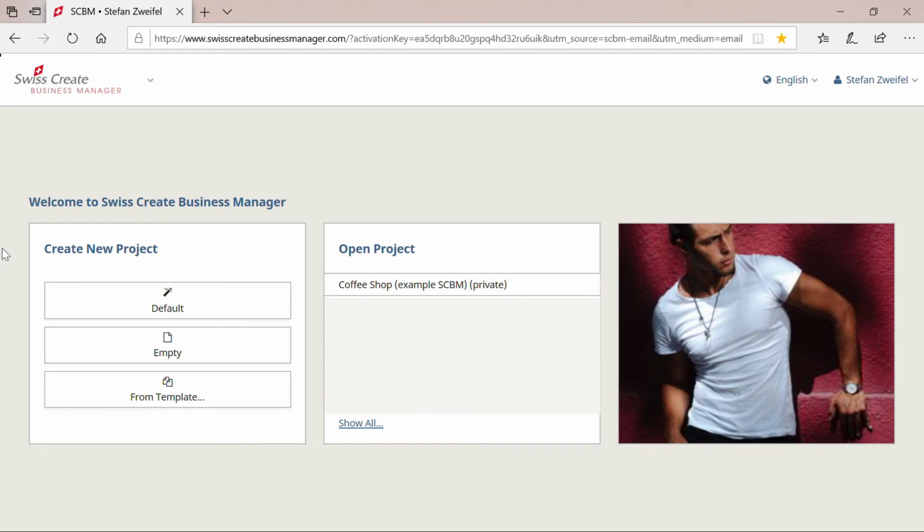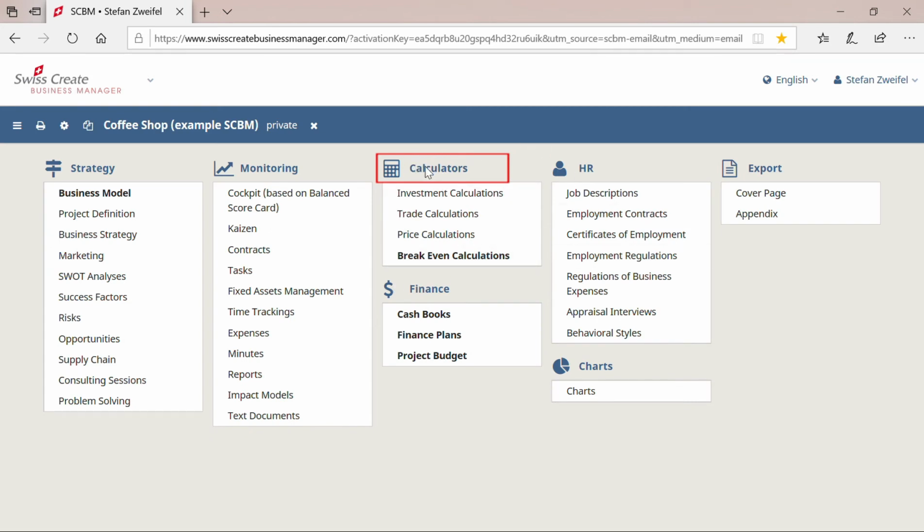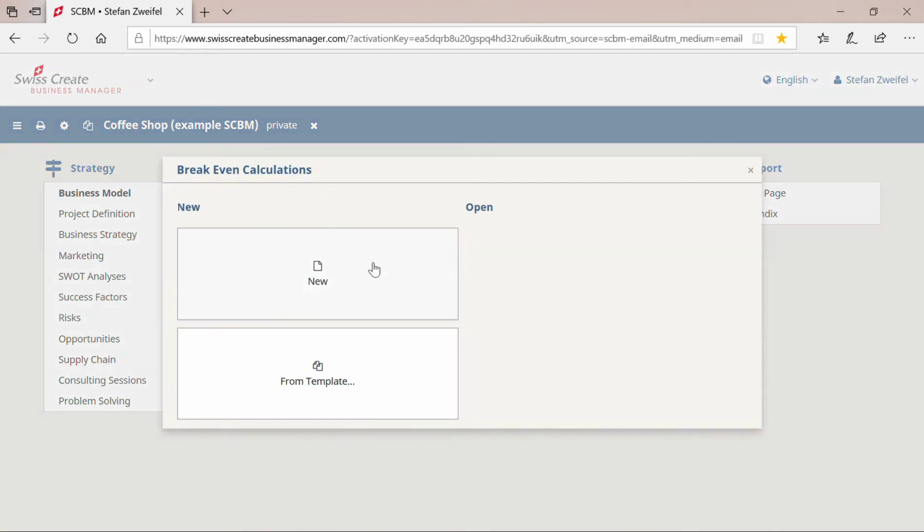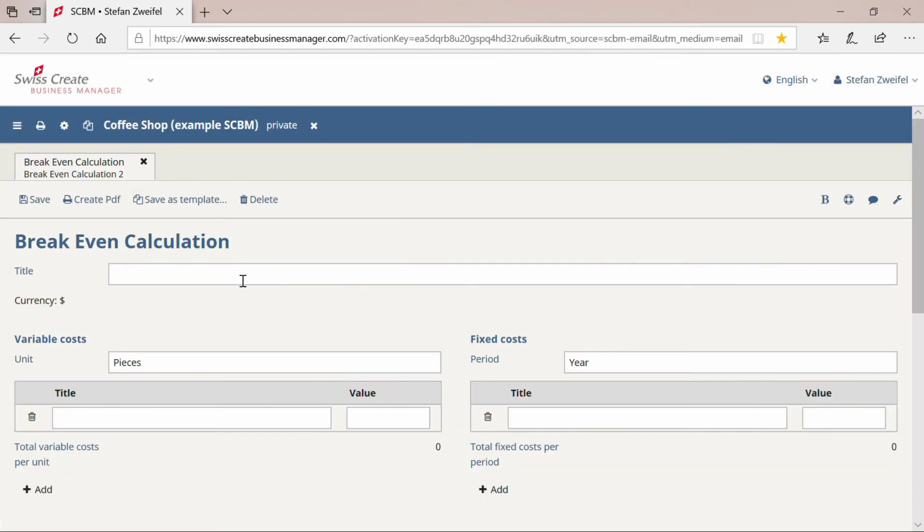Let's try out the tool for the break-even calculation with the same example of my coffee shop. First, I log in to Swiss Create Business Manager and open the project Coffee Shop. I go to the chapter Calculators and choose the break-even calculation. And here I open a new calculation. I choose the title Coffee Shop and the date.